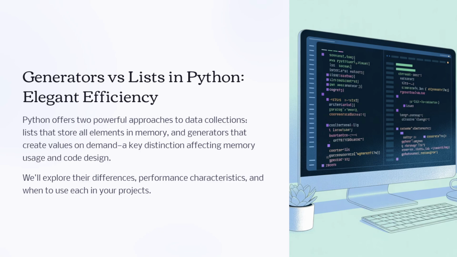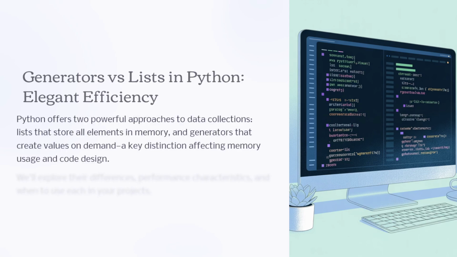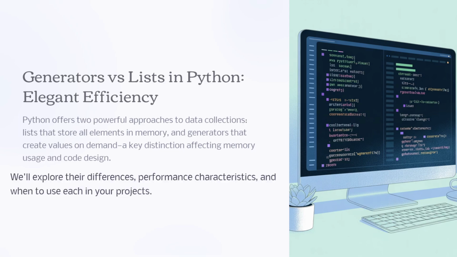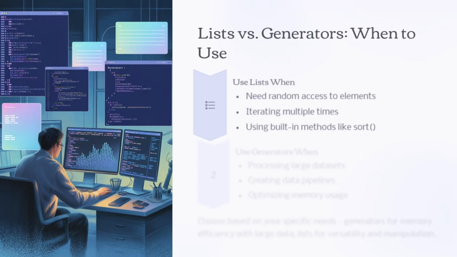Today we are going to look at generators and also lists in Python. Elegant efficiency. Python actually offers two powerful approaches to data collections: lists that store all elements in memory and generators that create values on demand, a key distinction affecting memory usage and code design. In this video, we'll explore their differences, their performance characteristics, and when to use each in your projects.